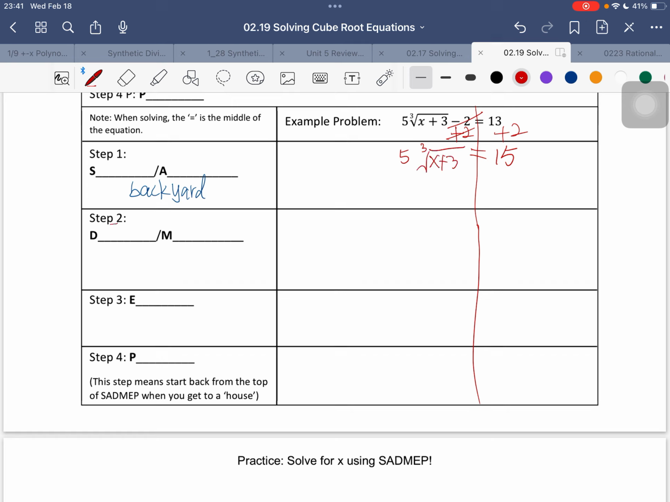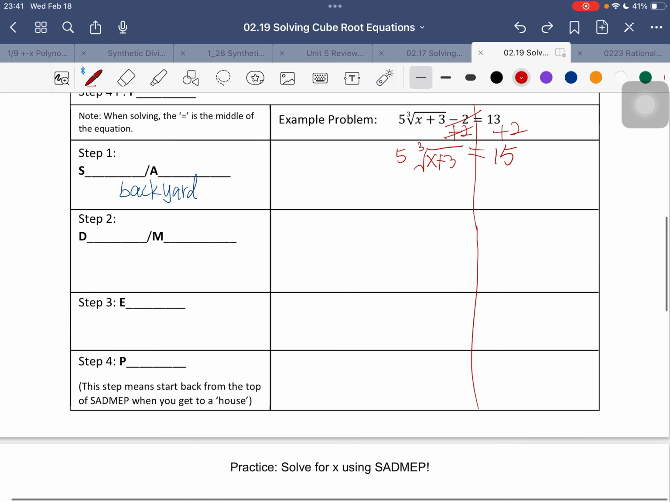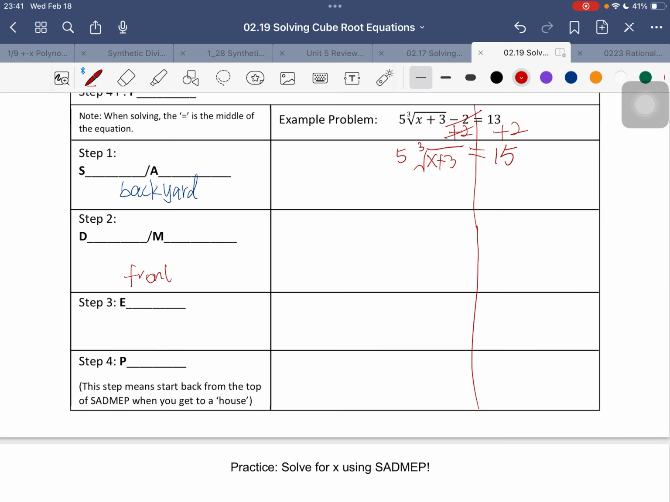And then my step 2, remove the division or multiplication. Usually it's the front yard. So I have 5 times the cube root. What's the opposite of times or multiply? It is division, so I divide by 5 on both sides. 15 divided by 5 leaves me 3. And the cube root of x plus 3. I like to write the 3 on the top because I don't want to confuse it with the number in the front.